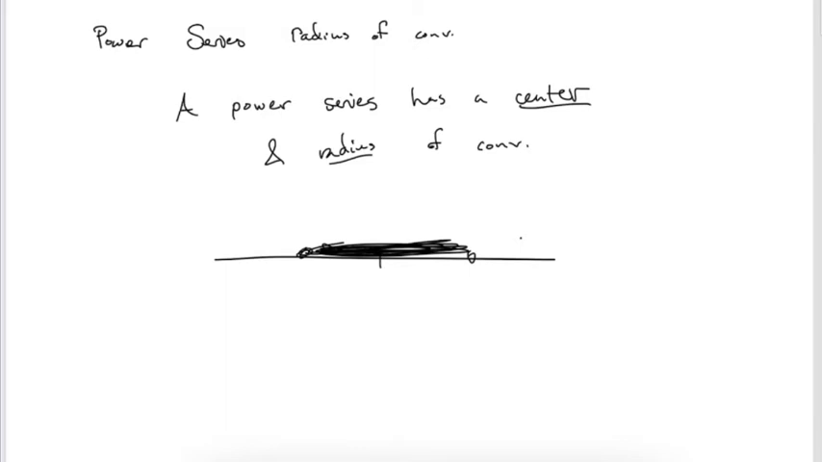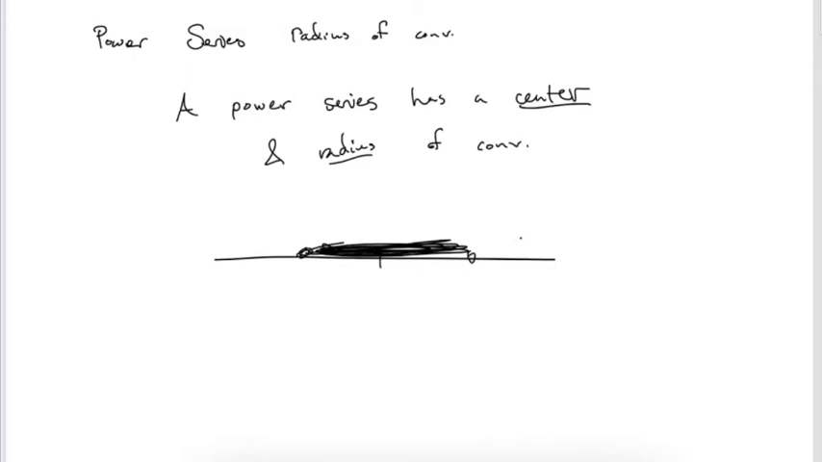Oh, they're telling me. Sorry to the folks at home. I was muted on my Zoom. Thank you to somebody who put that in the chat. I'm talking about power series. A power series has a center and a radius of convergence. I hope you can hear me now. Yeah, we can hear you. All right, thank you. Sorry about that.